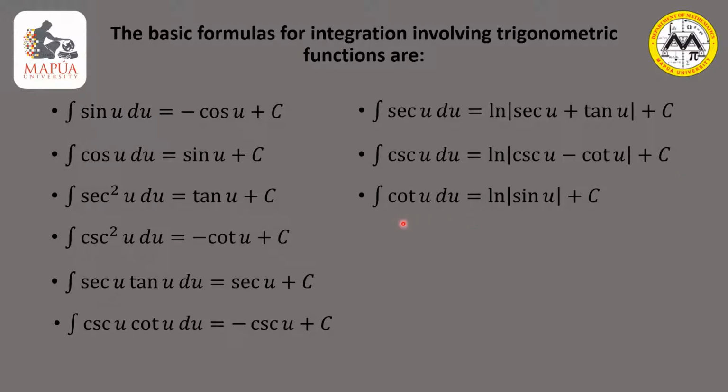Having the integral of cotangent u du would result to the natural log of the magnitude of sine u plus c. And for the integral of tangent u du, it is equal to the negative of the natural log of the magnitude of cosine u plus c. Or this can be written in terms of the natural log of the magnitude of secant of u plus c.